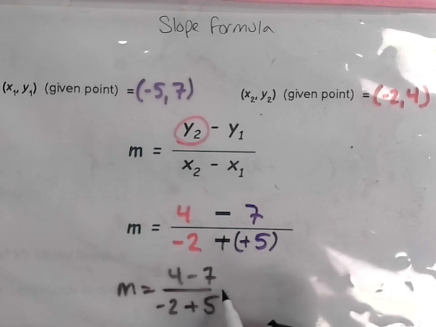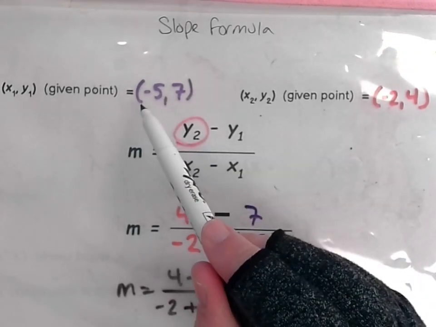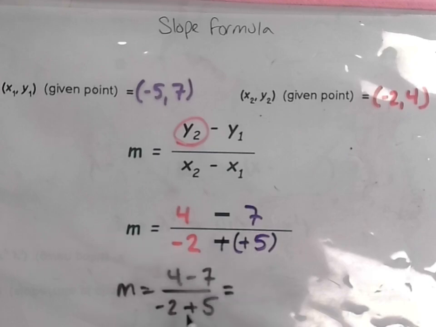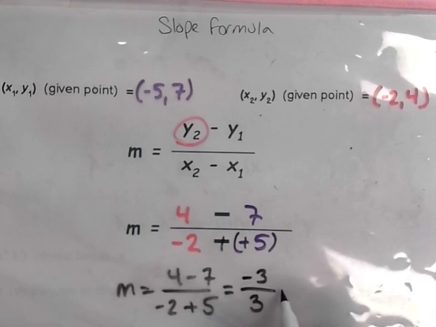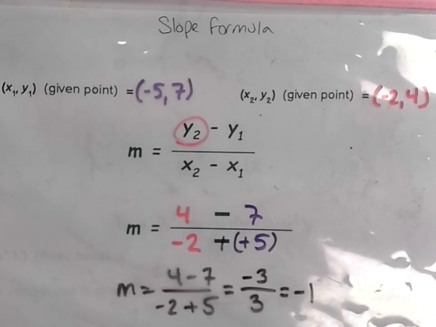Either way we do it, the fact that we have a minus is going to change how it looks a little bit. But now we go ahead and we simplify. So 4 minus 7 is -3. -2 plus 5 is +3. So this simplifies to a slope of -1.